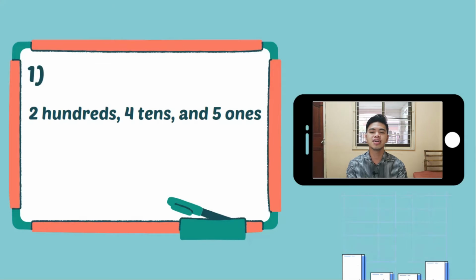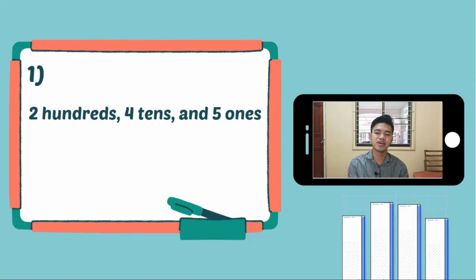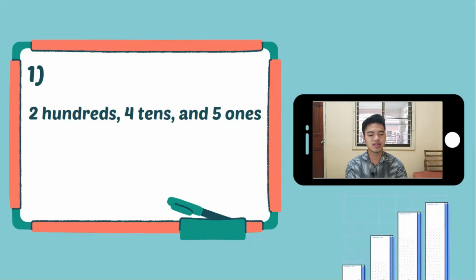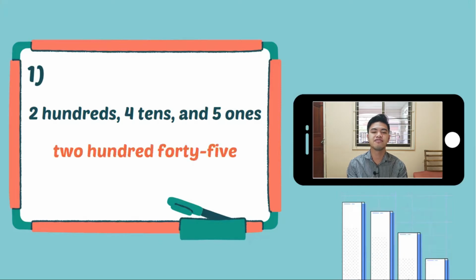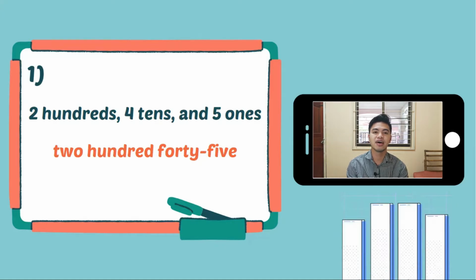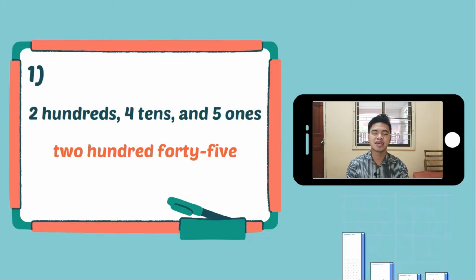The first number is 2 hundreds, 4 tens, and 5 ones. So how are we going to write them in words? Okay, I will give you the answer. Here we are going to write 245. 2 is TWO, 100 HUNDRED, 45 FORTY-FIVE. So that is what we're going to do for number 1.